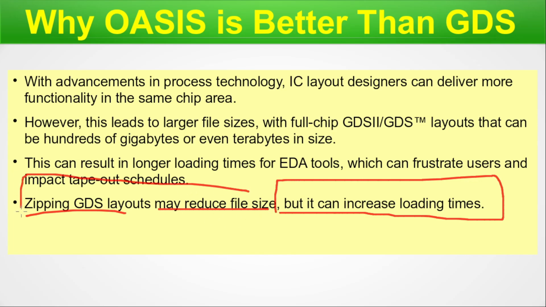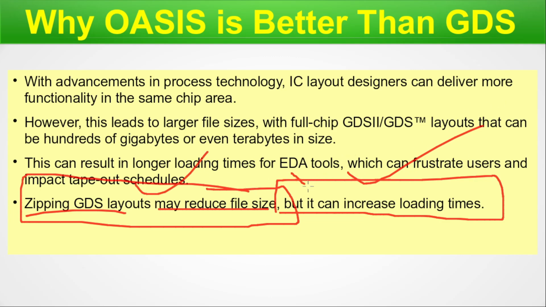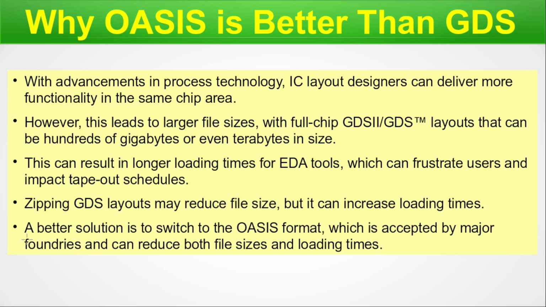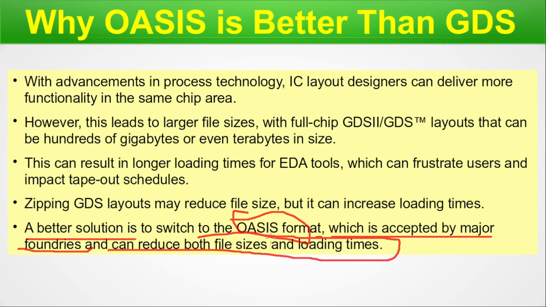One is the challenge of saving the file in the hard disk. Another is the loading time in the designing software. That means layout designing software, whether it is an implementation software or maybe an analog chip design layout software, whatever software it is. But there are two sides. One, the disk crunch, and another thing, which is the loading time. A better solution is to switch to the OASIS format, which is accepted by the majority of the foundries. Today, most of the foundries support the OASIS file format, and it can reduce both file size and loading time.